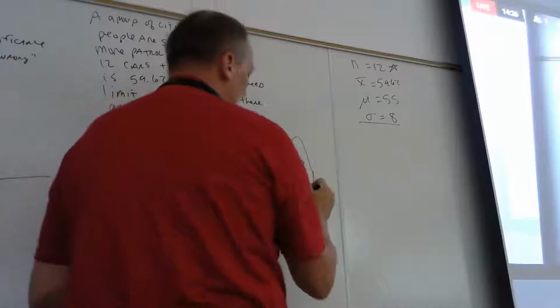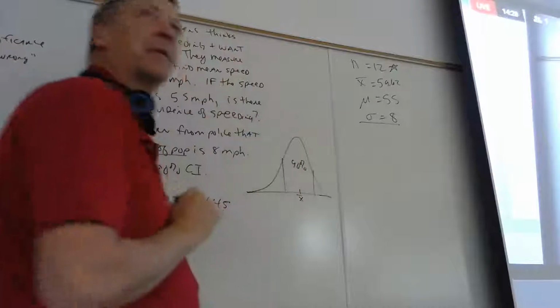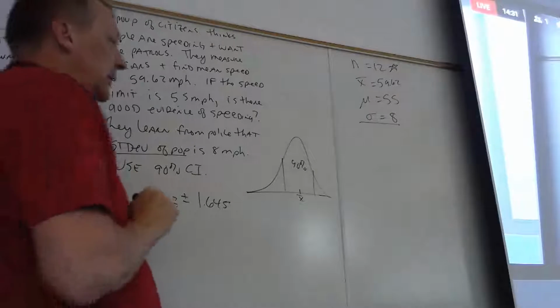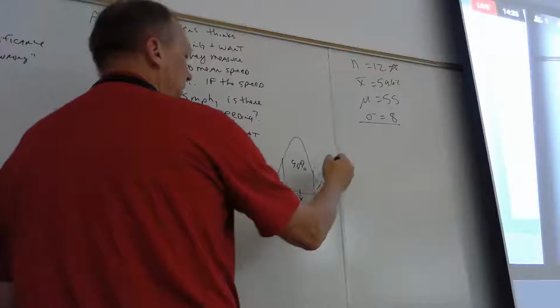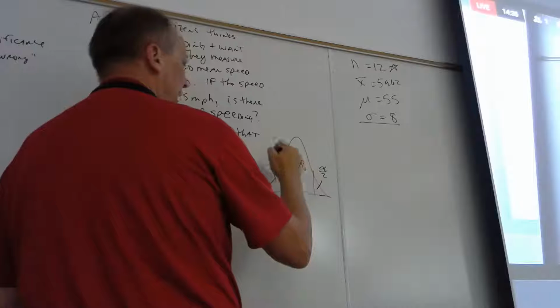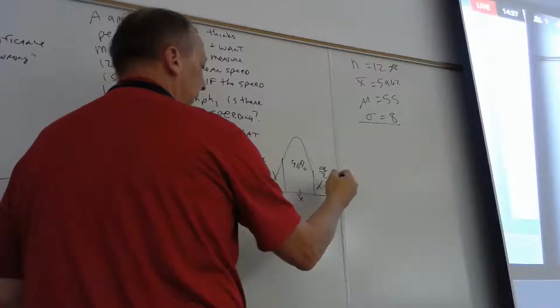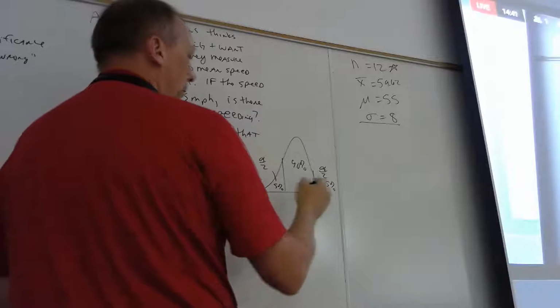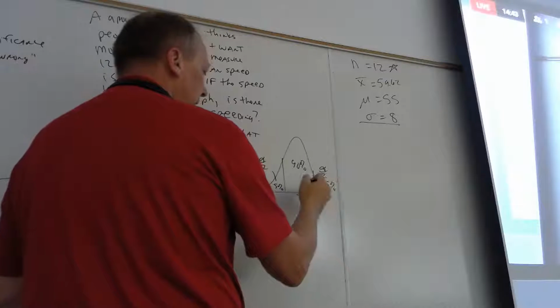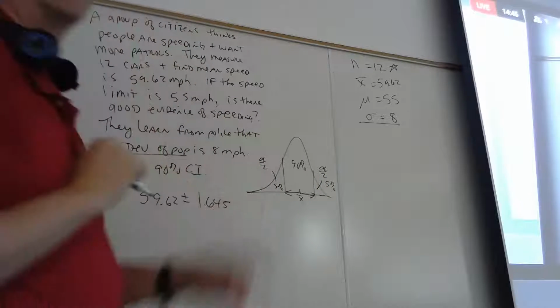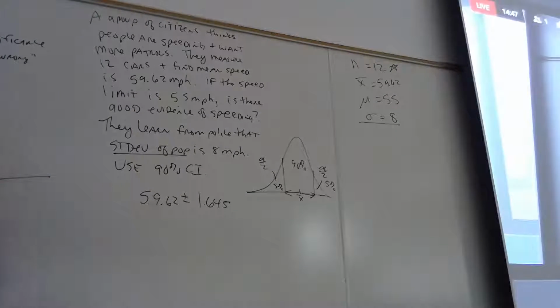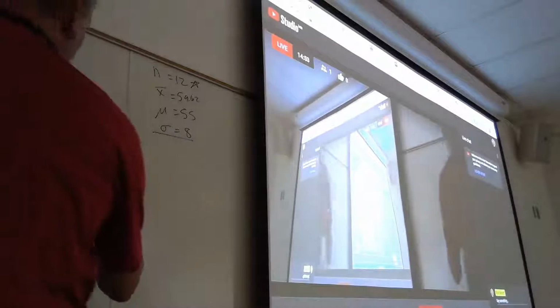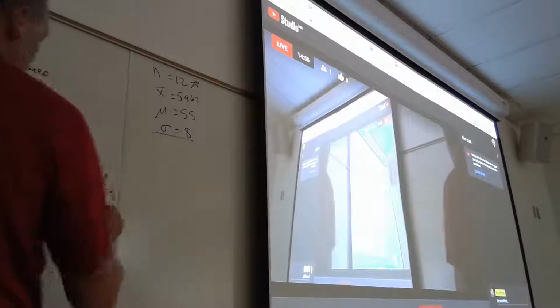Okay, this is my X bar, right? So my alpha over 2, how much do I have in each tail? I got 5% in each tail, right? Okay? How many standard deviations am I going out to get 90% according to the chart? 1.645. We're going out 1.645 standard deviations.